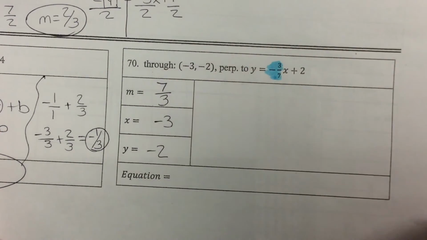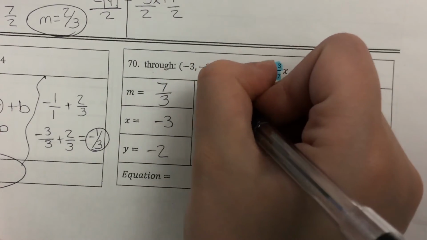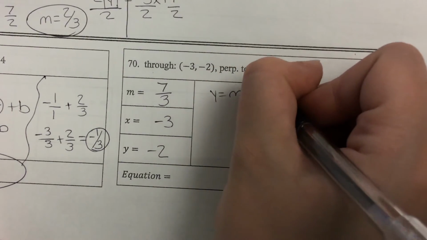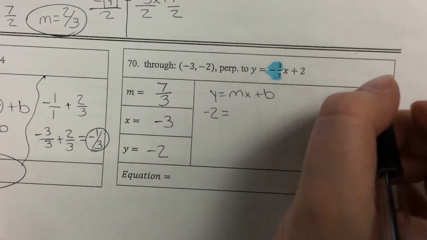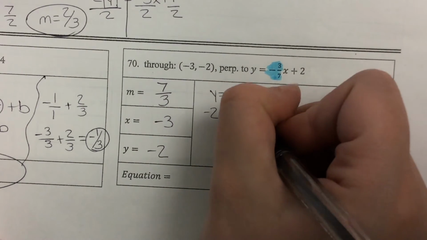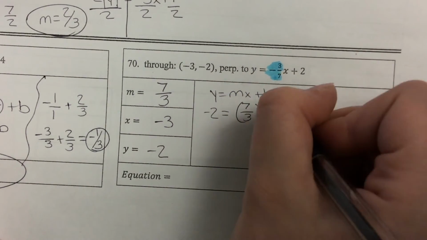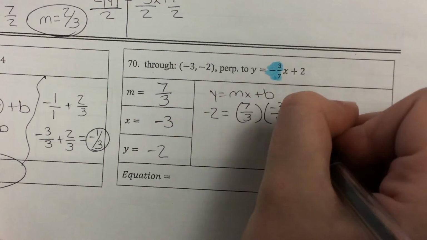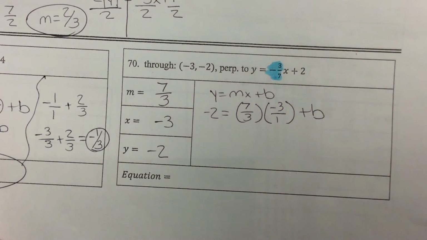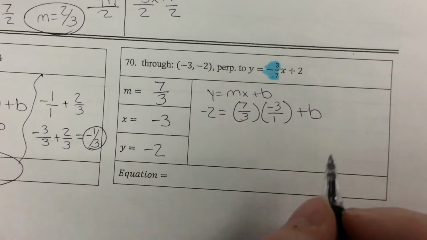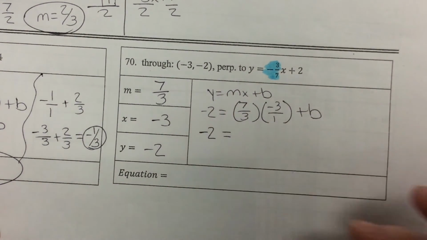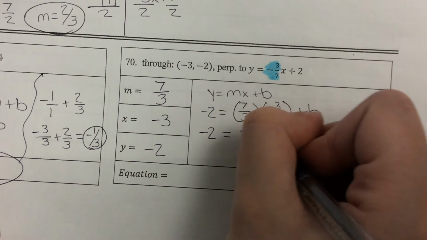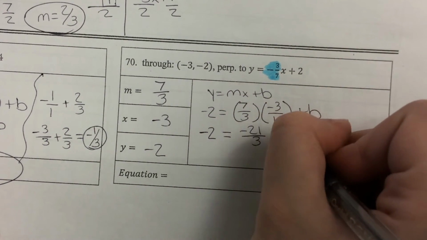So now we have all our information to plug into our equation. Y equals mx plus b. Substitute everything in. Y, which is -2, equals m, which is 7/3, times x, which is -3. I'm going to write it as a fraction, plus b. All right, multiply straight across with the fractions. -2 equals 7 times -3 is -21, divided by 3, plus b.